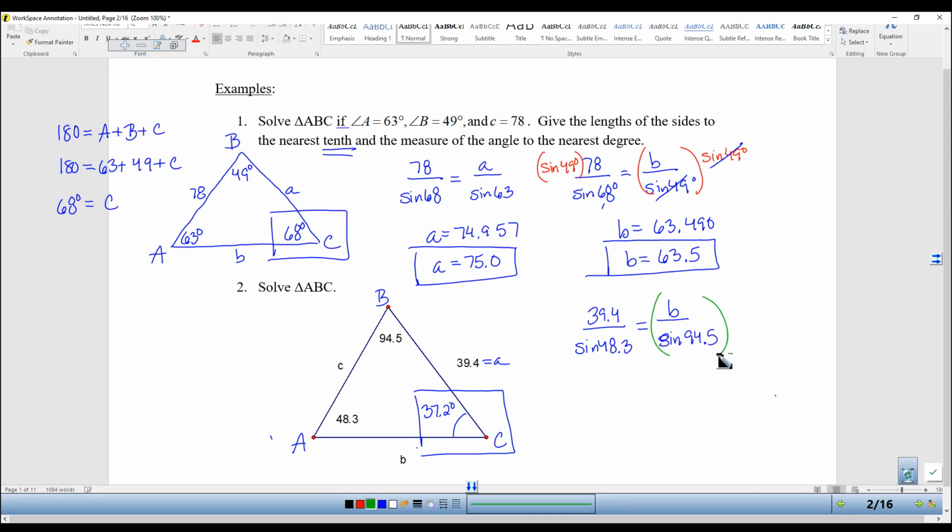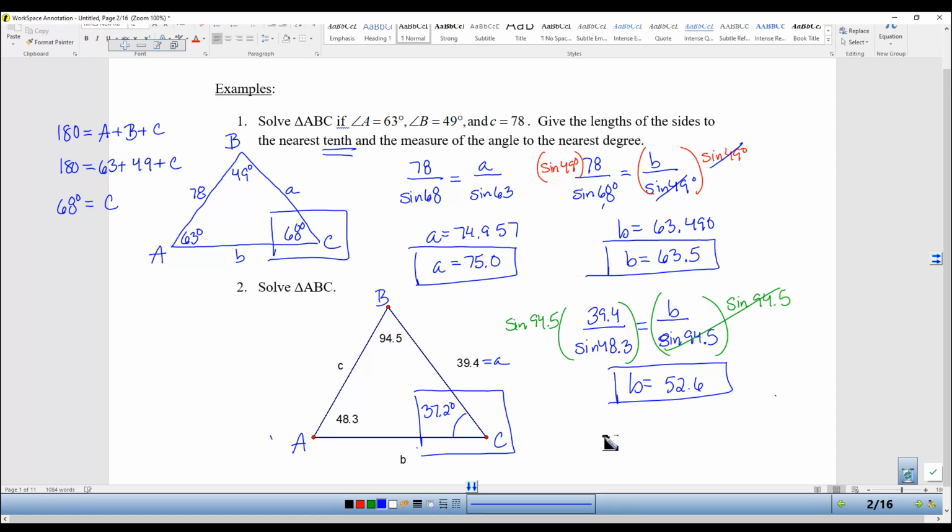Again, to get the B all by itself, I'm going to multiply both sides by sine of 94.5. And as long as your calculator is in degrees, you should be able to do sine of 94.5. Make sure you close the parentheses on your calculator. Then times 39.4 and divided by sine of 48.3. And B should come out to be 52.6.